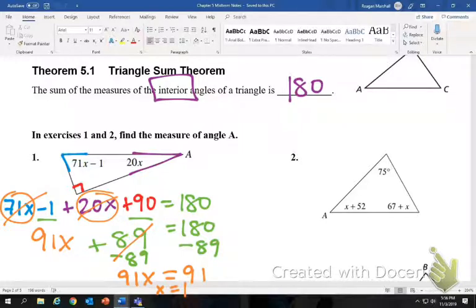It did not ask to find x, it asked to find angle A. So we'll plug it back in. So 20 times 1, which is obviously 20. So the measure of angle A is 20.